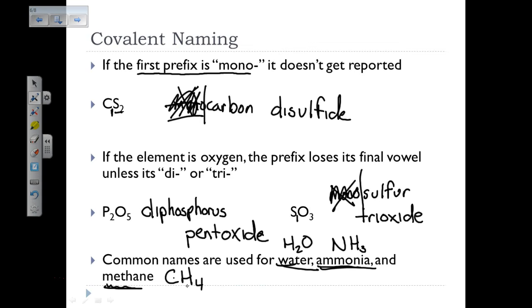And yes, I will mark it incorrect if you write those things, mainly because the whole idea of naming compounds is that everybody is using the same language for the same compounds. So this compound right here is known the world around as ammonia. It's not known as nitrogen trihydride, and people would look at you and call you nuts if you were to say that. So make sure you know that.